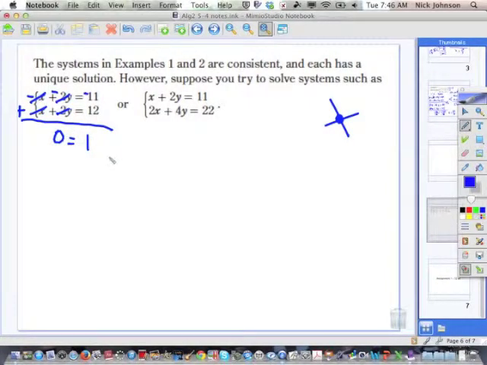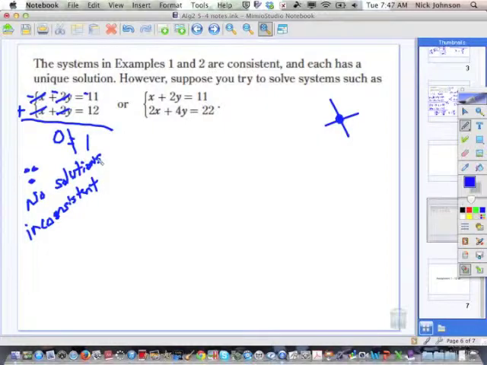Well, does 0 equal 1? No, that is not true. Therefore, there is no solution. These are inconsistent. So much like we found out before, doing them with substitution, you can still find out if they're inconsistent using this method as well. It just gives you another tool on how to solve these problems.